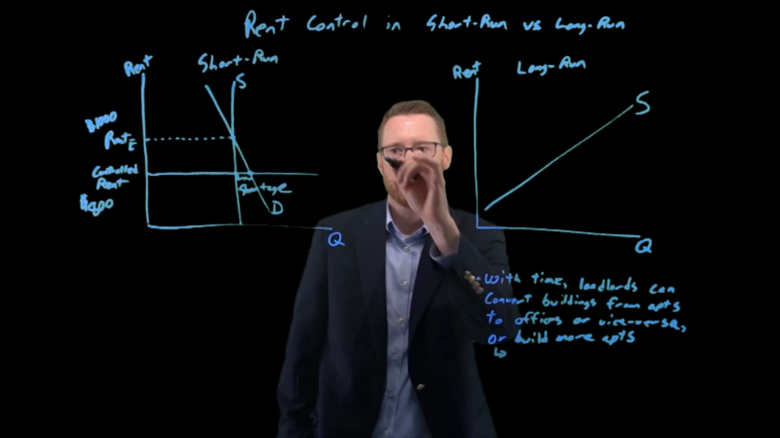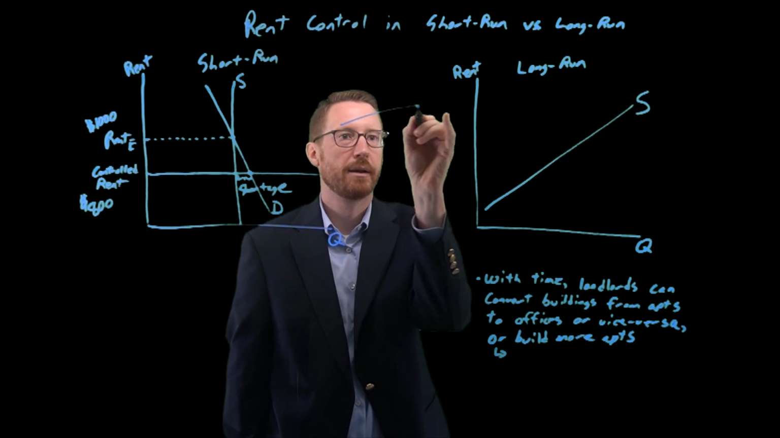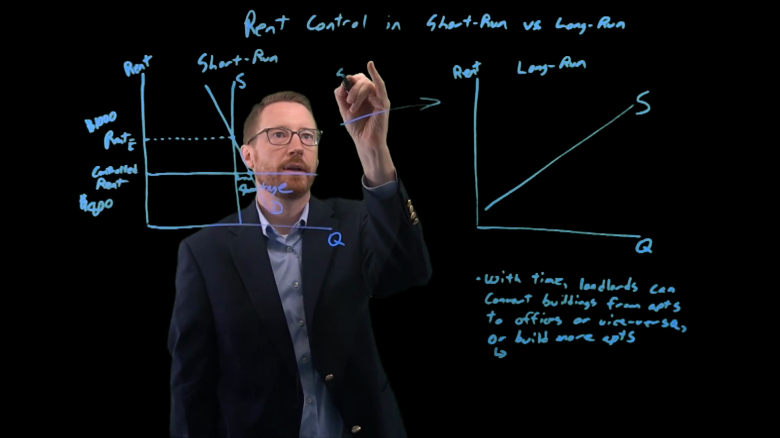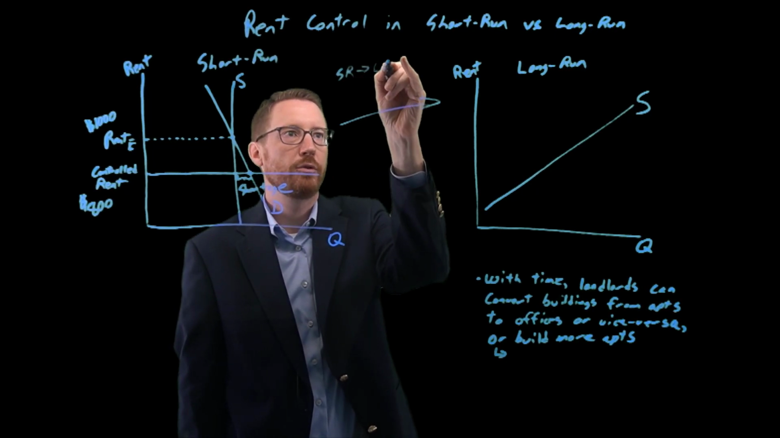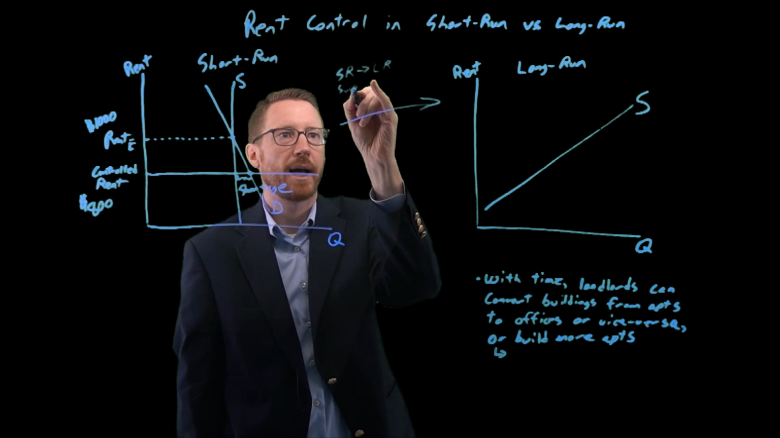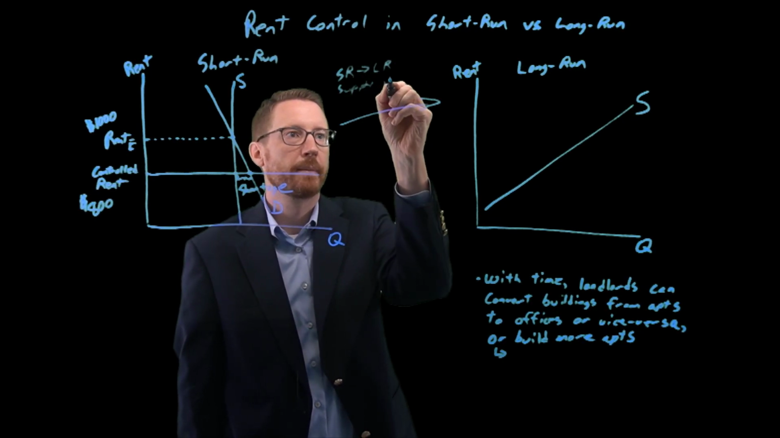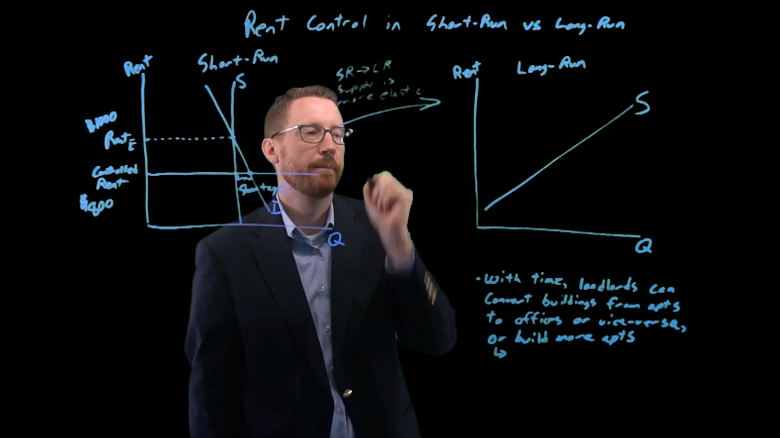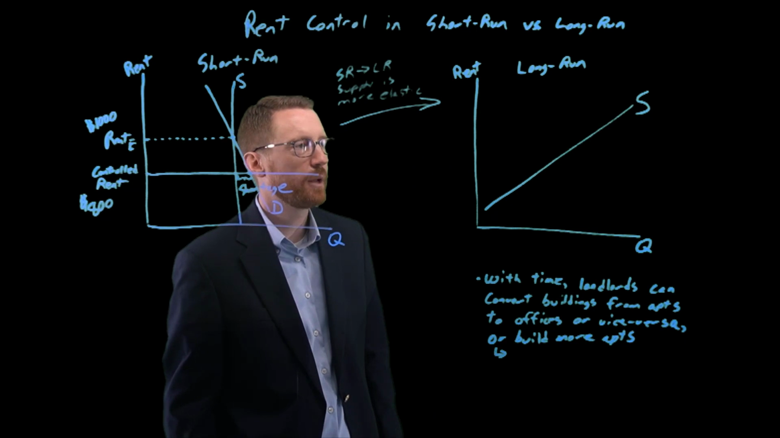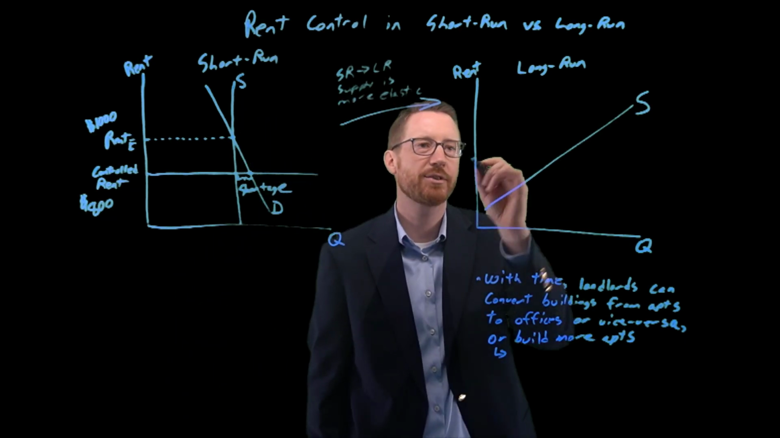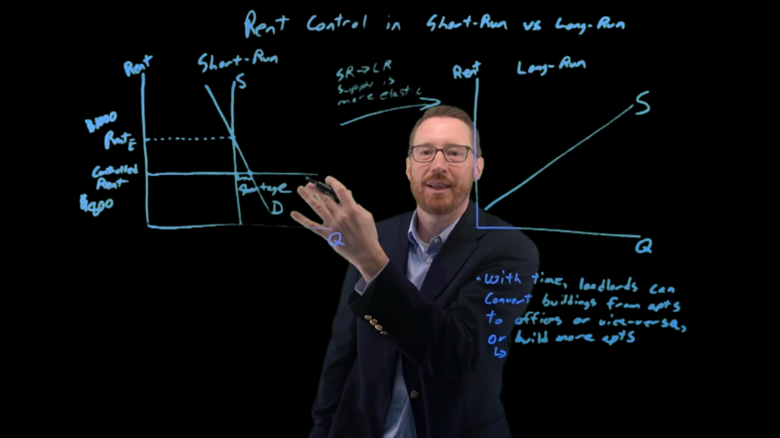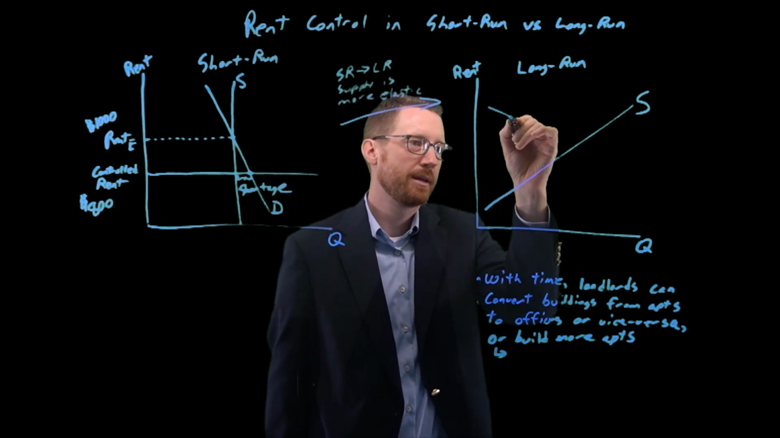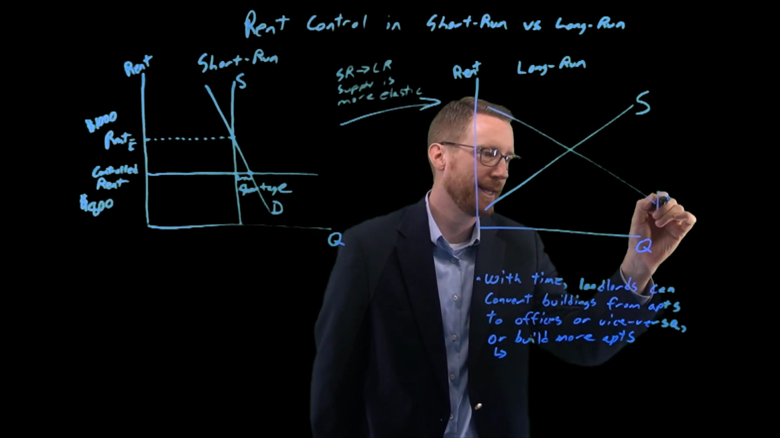In fact, let's just put that in the middle here. All right, so from the short run to the long run, supply is more elastic in the long run. And what about demand? Well, it turns out we said demand was fairly inelastic in the short run. There are only so many people in the city. But with time, demand also becomes more elastic.